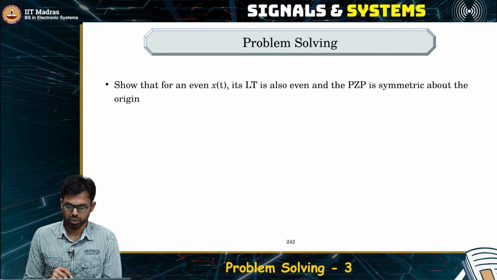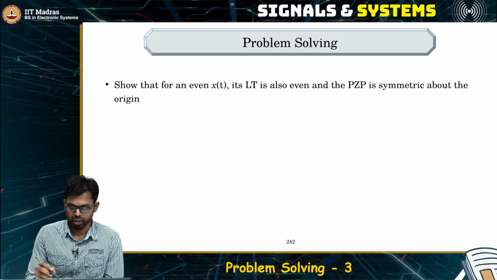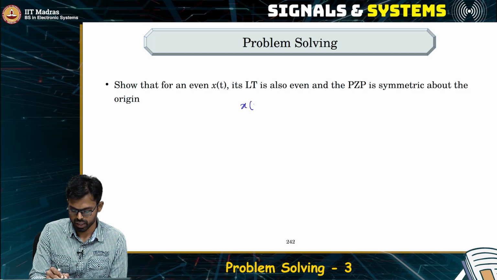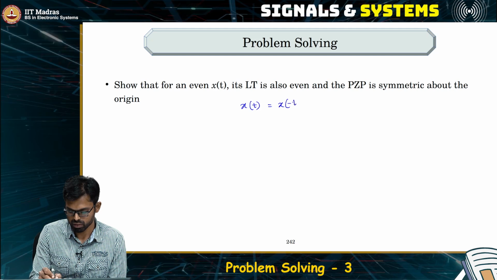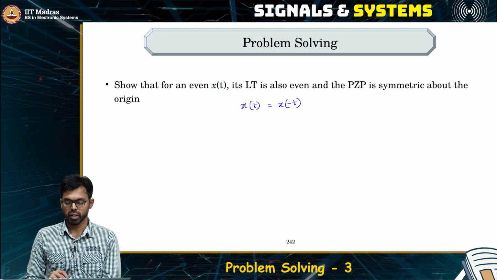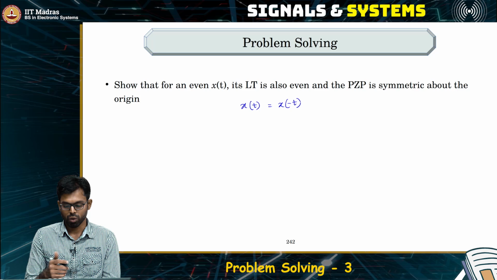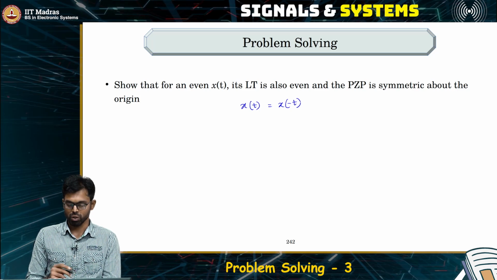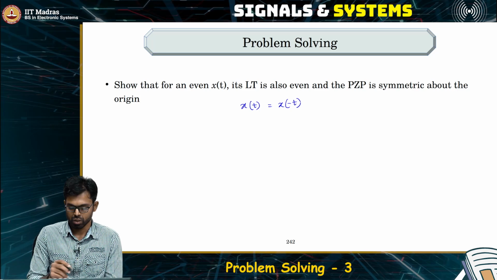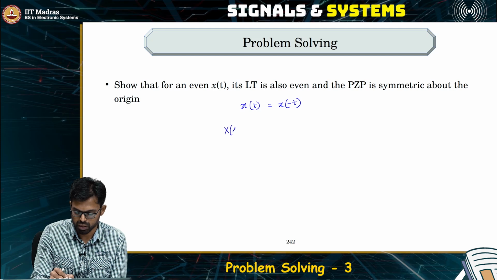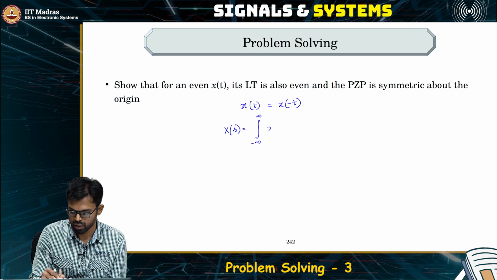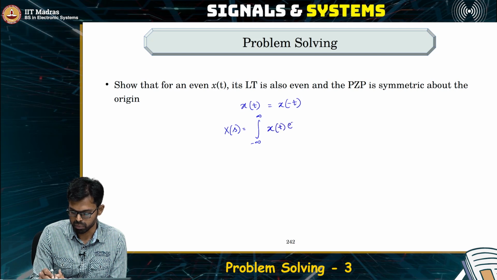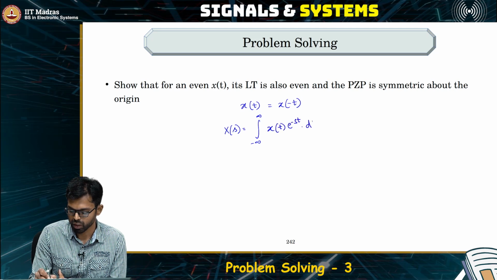Okay. Now this is an interesting problem where we have been given an x of t which is said to be even. Given this property, study its Laplace transform and the pole zero plot. Now let's see what happens to the Laplace transform. How do you compute the Laplace transform? You just compute it like this: integral of x of t e power minus st dt.